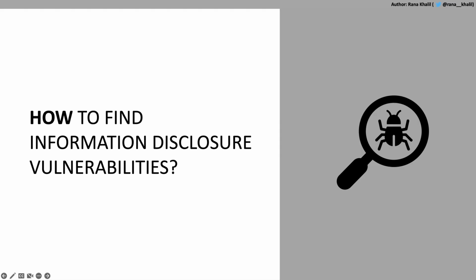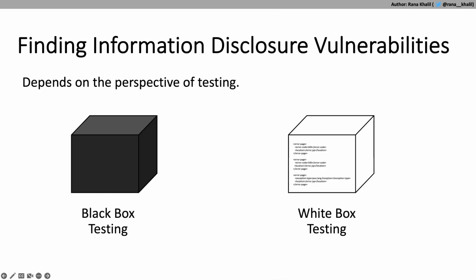All right, in the past couple of slides, we discussed what information disclosure vulnerabilities are. We saw a few examples, and then we talked about the impact of these types of vulnerabilities and how common and critical they can be. In this section, we'll discuss how to find information disclosure vulnerabilities. So imagine you've been given an application and asked to test it. How would you go about testing this application to see if it's vulnerable? I've decided to split this section into two categories depending on the perspective of testing, and the two categories are black box testing and white box testing.